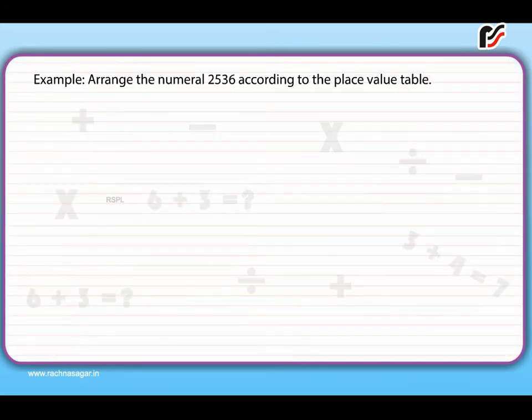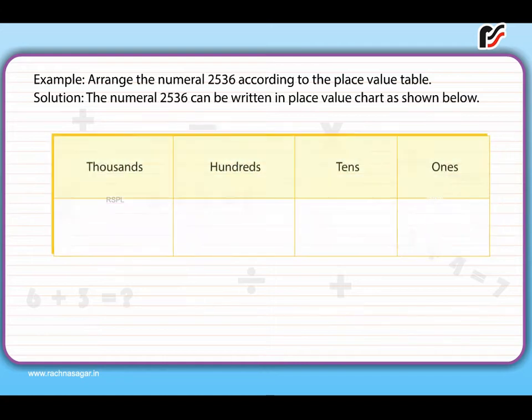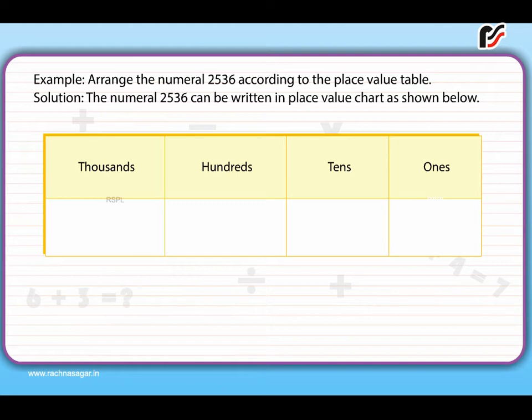Example: arrange the numeral 2536 according to the place value table. Solution: the numeral 2536 can be written in place value chart as shown below. Write 2 in the thousands column. Write 5 in the hundreds column. Write 3 in the tens column. Write 6 in the ones column.